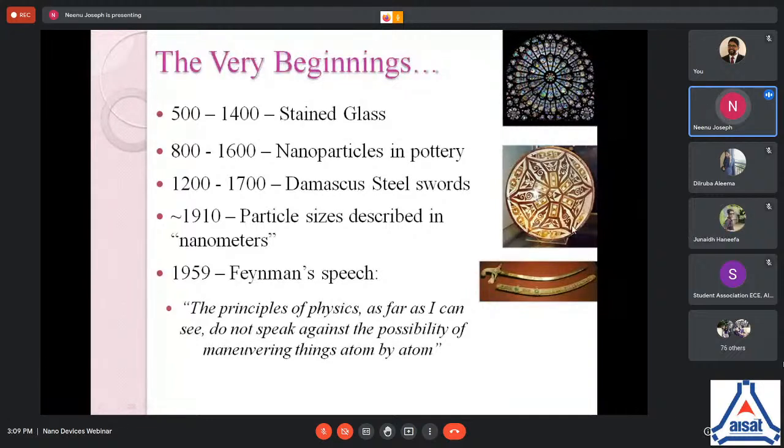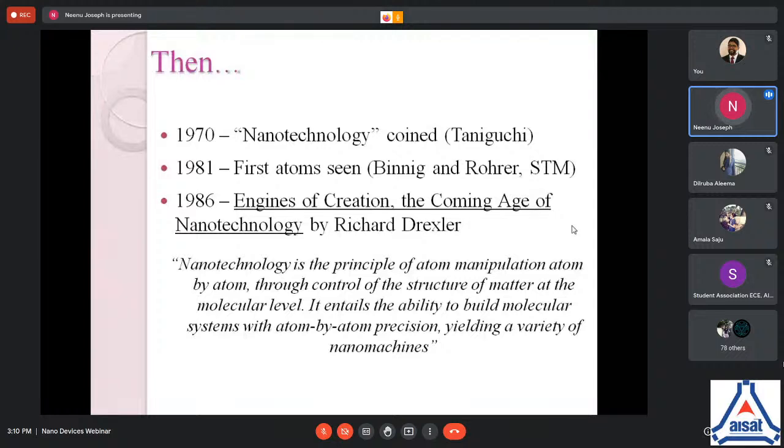And coming to 1910, particle sizes described in nanometers. In 1959, Feynman's speech: the principles of physics, as far as I can see, do not speak against the possibility of maneuvering things atom by atom. And coming to 1974, the term nanotechnology was coined, research done by Taniguchi. In 1981, Binnig and Rohrer proposed the first atom imaging through STM, the scanning tunneling microscope.